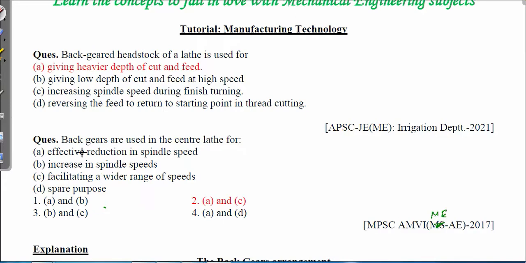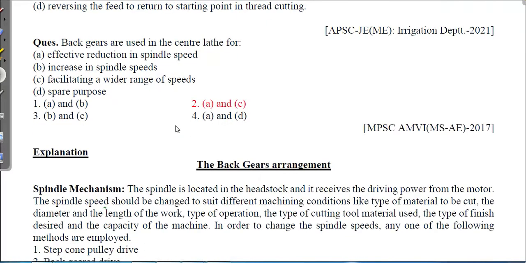So this question is very easy. That is effective reduction in spindle speed and facilitating a wider range of speed. But giving heavier depth of cut is also an advantage of using a back geared headstock. So let's see what the arrangement is.